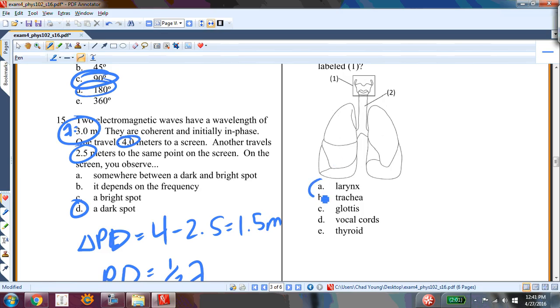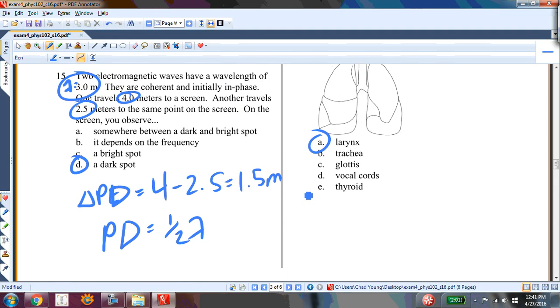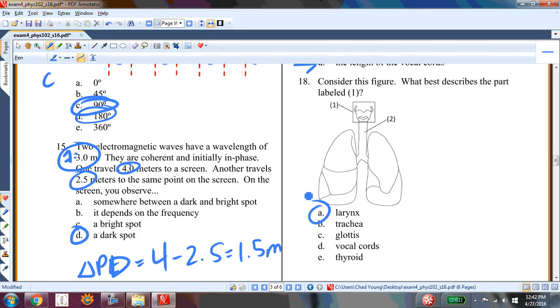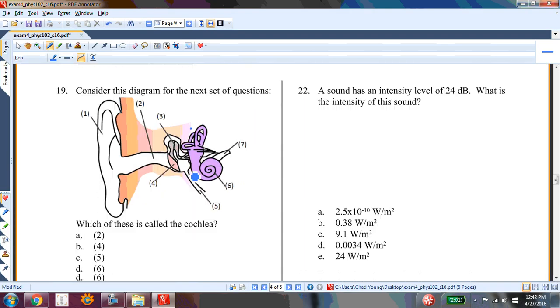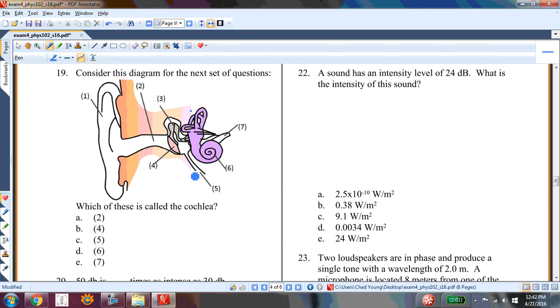Labeled 1 is the larynx. That's where it contains your vocal cords and stuff. 1 is the larynx. All right, consider this diagram. Which of these is called the cochlea? This is the cochlea, that's 6.